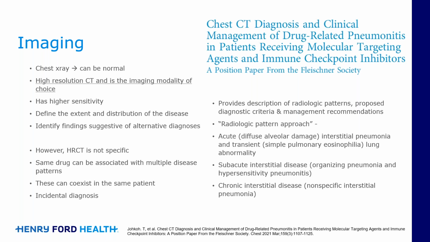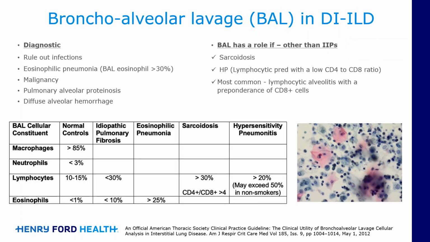In terms of the radiological patterns, they subdivided this into acute interstitial pneumonia, so AIP, which is also called the diffuse alveolar damage pattern. It is very difficult to differentiate AIP from ARDS. In certain patients, you can have the transient simple pulmonary eosinophilia pattern, and this is also acute in the temporal association between drug exposure and the findings. In terms of the subacute disease, we see organizing pneumonia and the HP pattern, and more chronically, we see the NSIP pattern. We'll be going through the radiological patterns in more detail in subsequent slides.